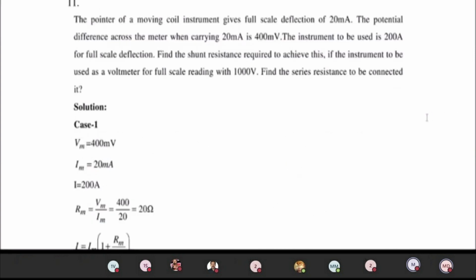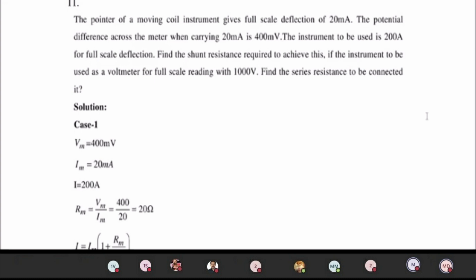Another similar question, it is also quite different. Finding the extension range of a meter. Okay, we can see what we have to do in this one. The pointer of a moving coil instrument gives full scale deflection of 20 milliamperes. The potential difference across the meter when carrying 20 milliamperes is 400 millivolt. Voltage and current is given. The instrument is to be used for 200 ampere for full scale deflection.